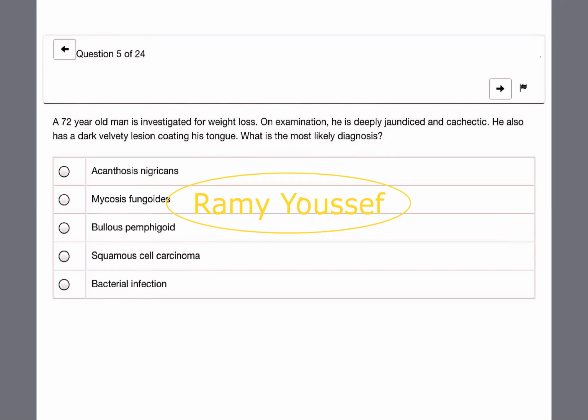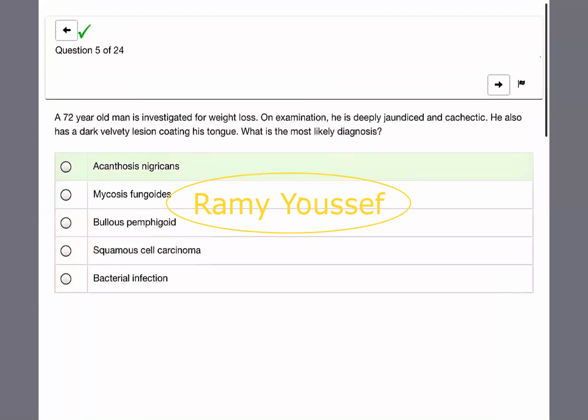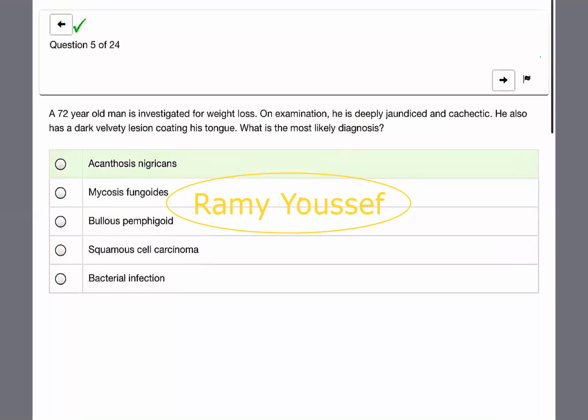The dark velvety or pigmented velvet lesion that appears on the tongue, sometimes appears on the body, especially in the axilla or some skin creases in the neck. This is what's called acanthosis nigricans. It is one of the paramalignant syndromes, with GIT lesions. Very common with cancers of the stomach, duodenum, pancreas and liver. It's very common.